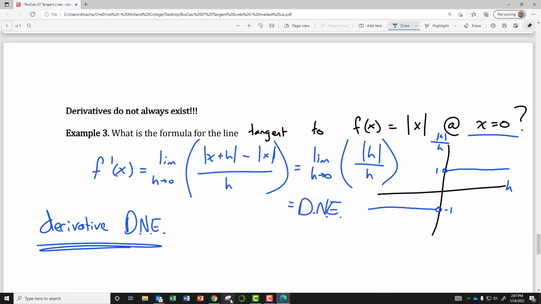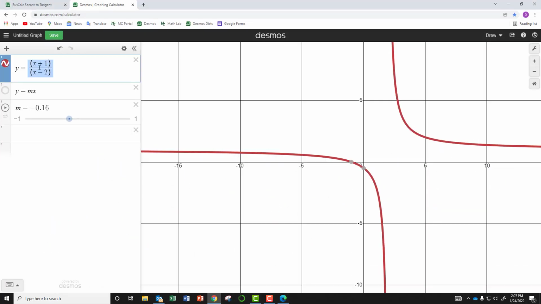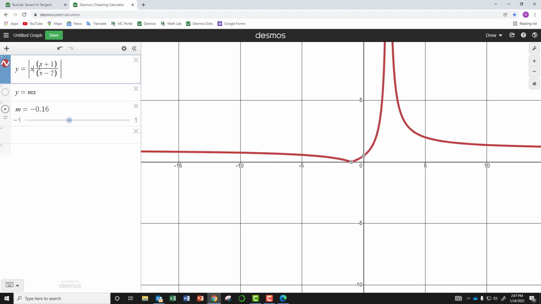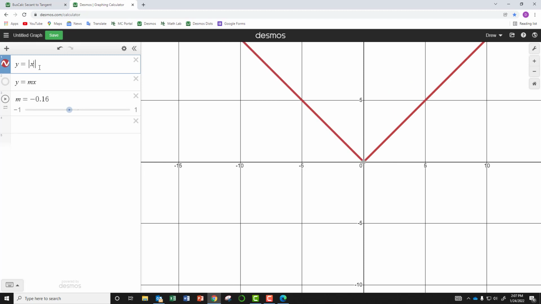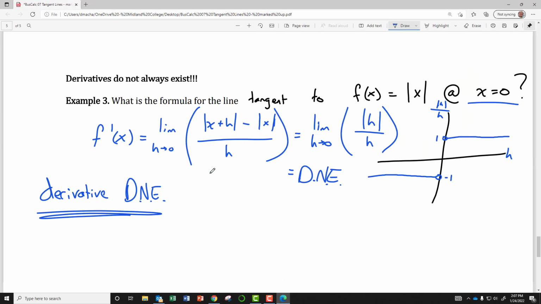There are places, again, where the function is defined, like in this case, whenever I give the function absolute value of x. Clearly the function is defined for x equals 0, but there are places where the derivative doesn't exist, even when the function really is there.